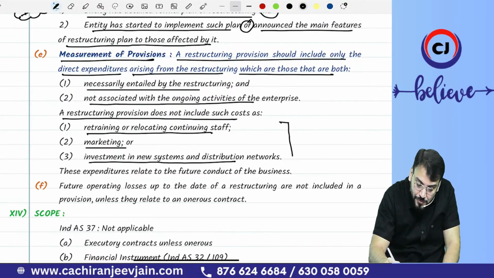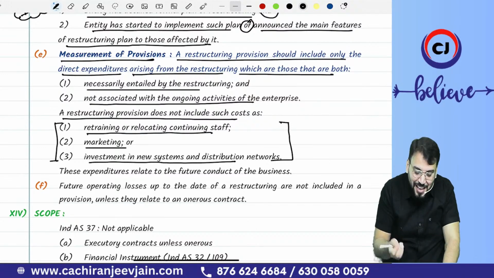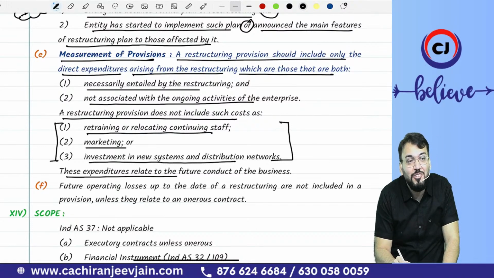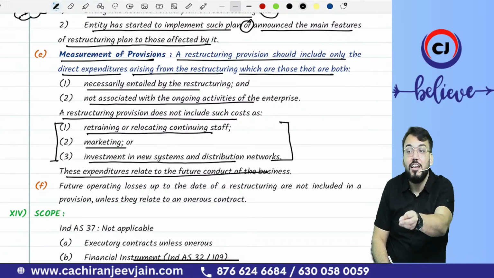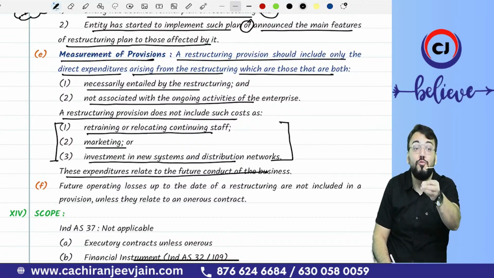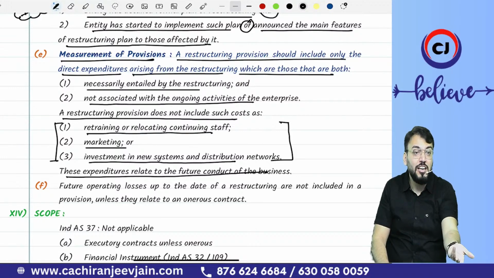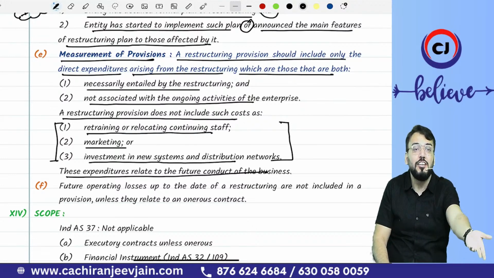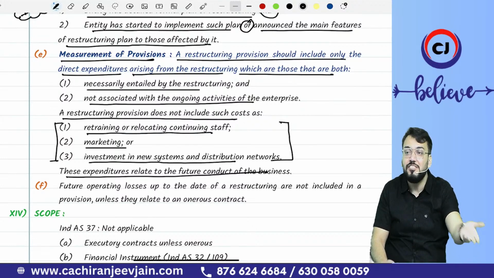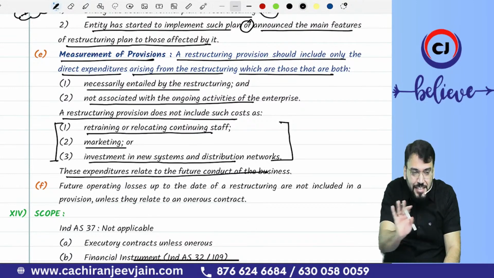But why will not create provision for this? It is not past tense. Very good. These expenditure relate to what? Future conduct of business. These expenditure are related to future conduct of business. So any expenditure which are related to future conduct of business, for that provisions is not required. Retraining, future conduct of business, correct na? Reappointment, future conduct of business. Marketing, future conduct of business. New system, future conduct of business. And therefore no provision will be required. In simple words, these are not directly related to restructuring, correct?